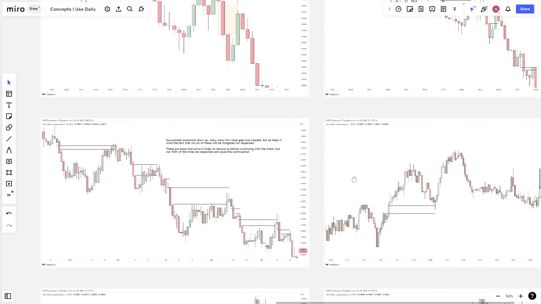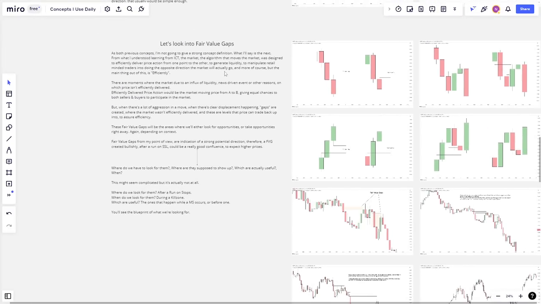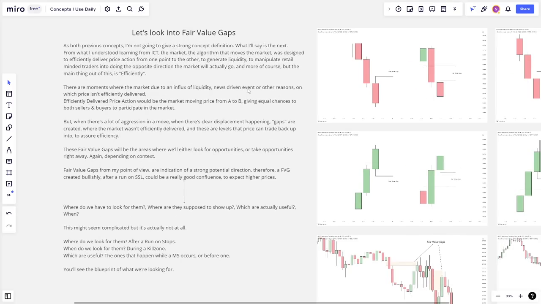those are fair value gaps. I think that liquidity is the most important concept that I use on a daily basis. But fair value gaps, of course, are the areas where we're going to be looking for price to reach into, to then give us the lower time frame opportunities. But when we take a lower time frame opportunity, that also has the fair value gap concept in it, right? So fair value gaps are really important, they are the base of our execution, but the base of our analysis is market structure and liquidity. But again, fair value gaps happen everywhere.